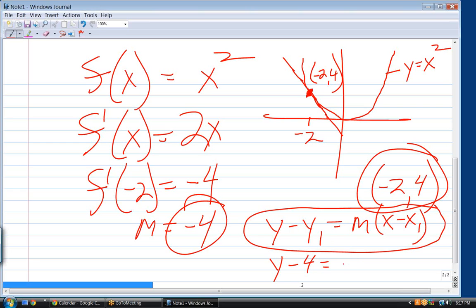What is m? Negative 4. Okay, and that's the answer actually. In other words, there's no need to simplify that. They didn't say, give me the equation in slope-intercept format. If they don't specify, then the easiest thing to do is give it in point-slope format.